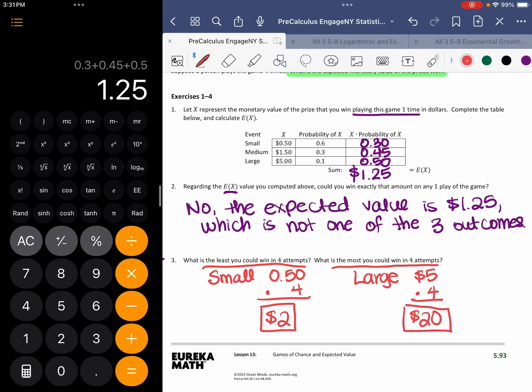Okay, so the least we could get in 4 attempts is $2. The most we could win in 4 attempts is $20. How much might we expect to win in 4 attempts if this is the range that we're given? So let's go ahead and turn the page.